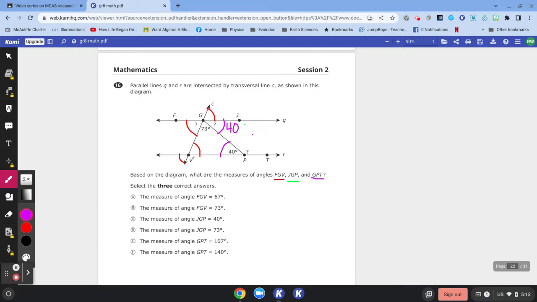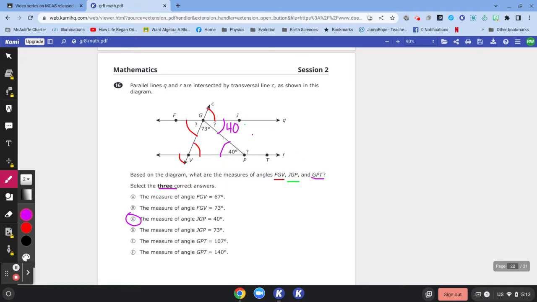as GPV. Okay, here's another thing about naming angles. The middle letter is the vertex or corner or fold point of the angle. So JGP means the angle that has G as its folding point or its vertex. So we've got that one. So we know the measure of JGP is 40 degrees. So we're good with one of them. We have three that we need to find.